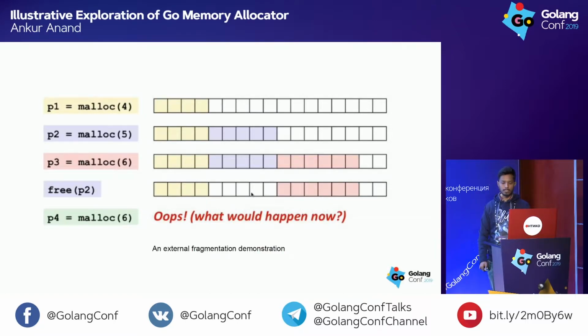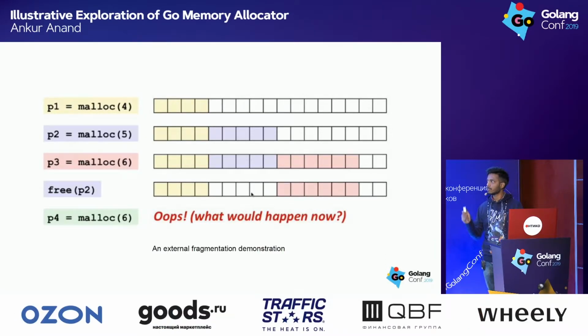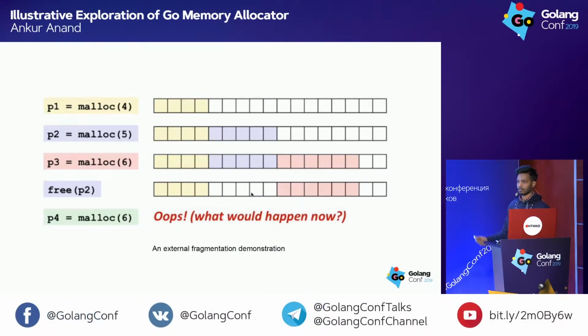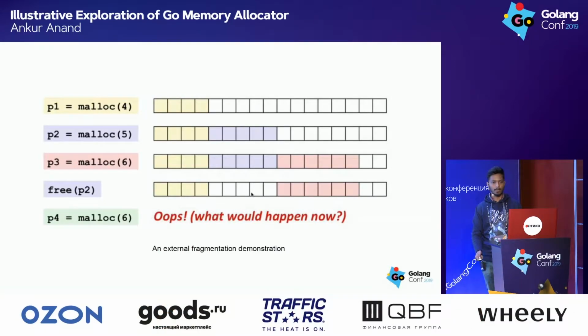In the fourth operation, we freed the second operation. That means we freed the 5 bytes. But in the fifth operation, we want to allocate 6 more bytes over here. What would happen now? Because this memory is not contiguous, we cannot allocate. Even though we have 7 bytes available over here, there is no allocation happening. And this is the external fragmentation.